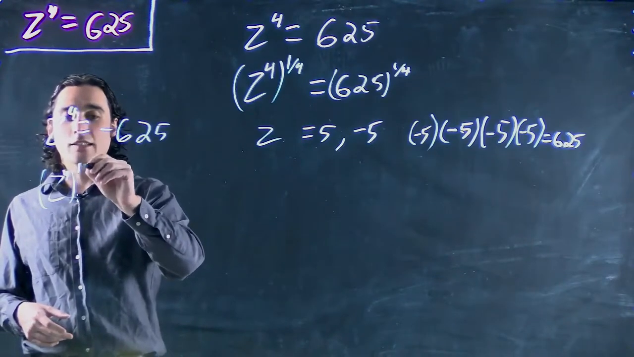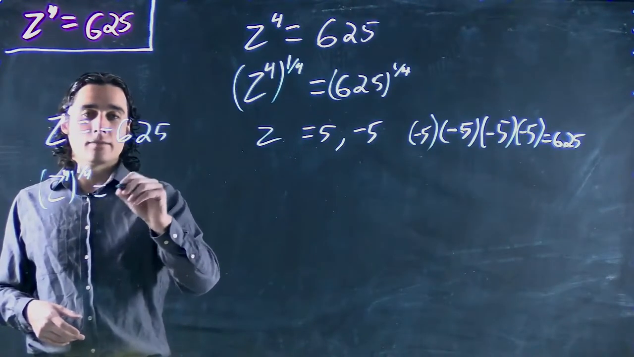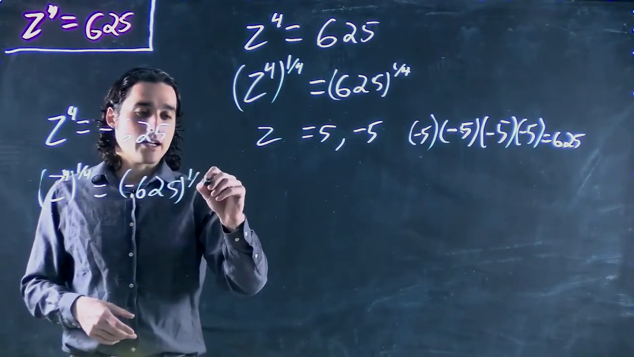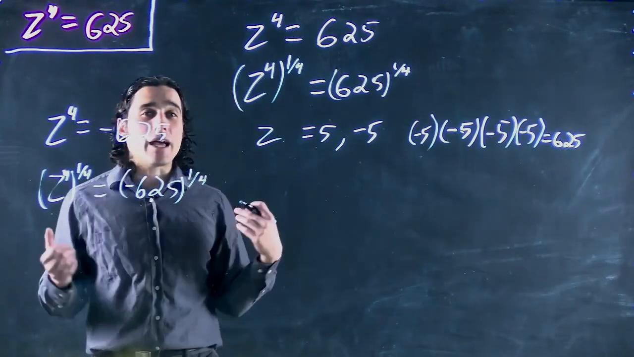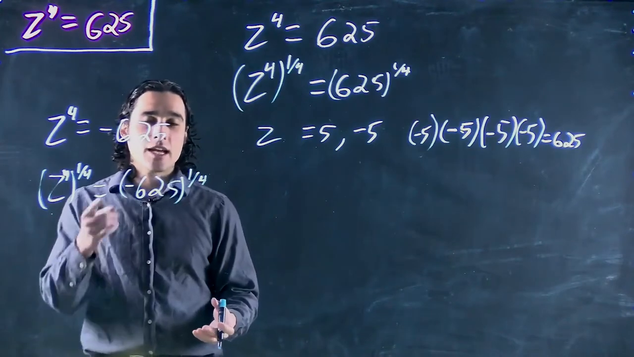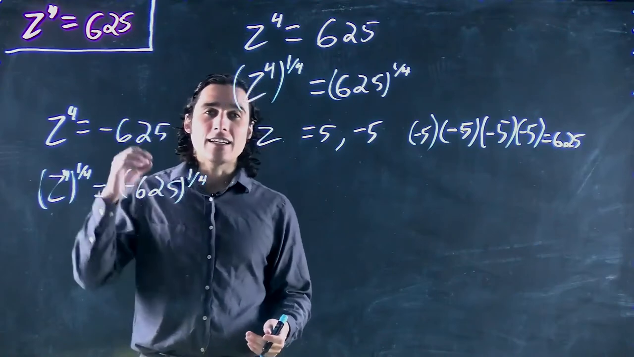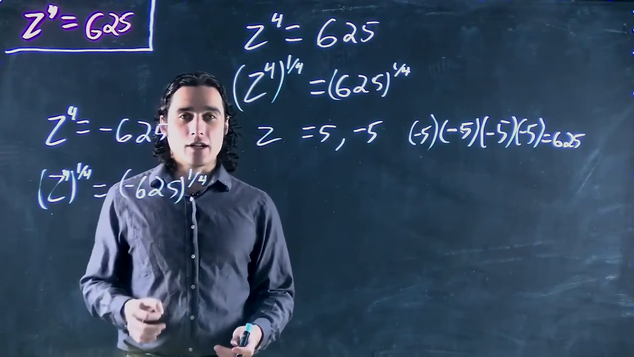Put both sides to the 1/4. And minus 625 to the 1/4, and I could plug that into my calculator, and it's going to spit back error, because you can't do this. You cannot get a real solution if you're taking the even root of a negative number.